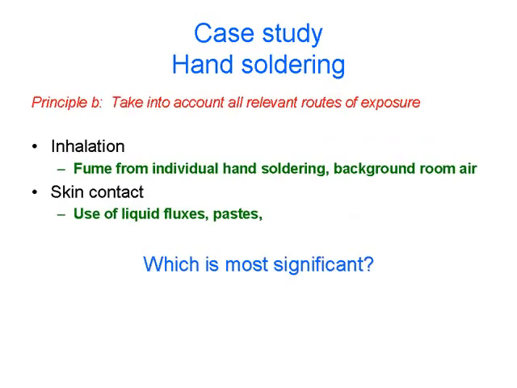And we need to reduce the number and size, quantity of emission sources using production scheduling. Principle B, take into account all relevant routes of exposure. Inhalation, fume from individual hand soldering and background room air, and skin contact, the use of liquid fluxes and pastes. Which is most significant, inhalation or skin contact?